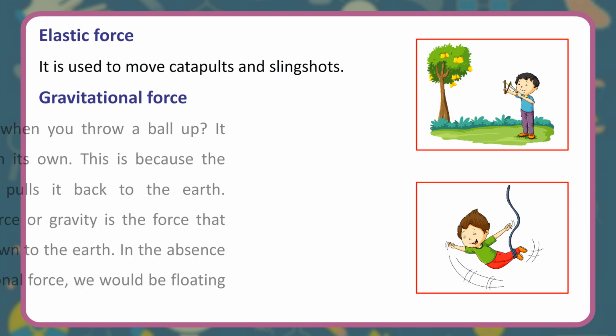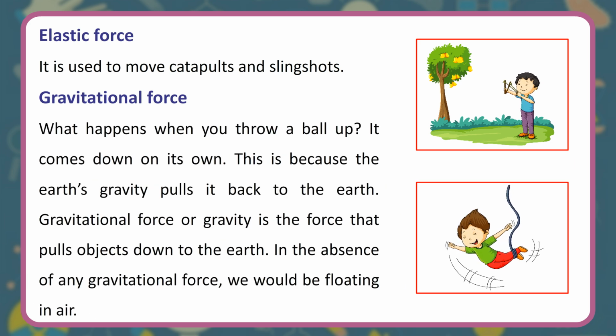Gravitational force. What happens when you throw a ball up? It comes down on its own. This is because the Earth's gravity pulls it back to the Earth. Gravitational force or gravity is the force that pulls objects down to the Earth. In the absence of any gravitational force, we would be floating in air.